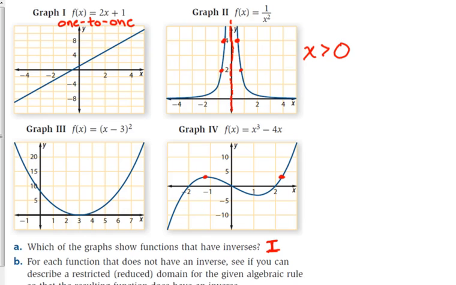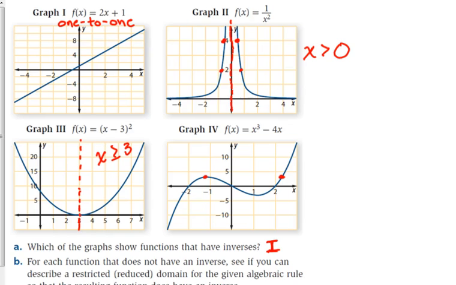Could we do something similar to graph number 3? Yes, where would it be? Greater than or equal to 3. Okay, find that symmetry. It happens at 3, so that would be x is greater than or equal to 3. If we restrict the domain, we still get all the y values, but we're just excluding half the graph.